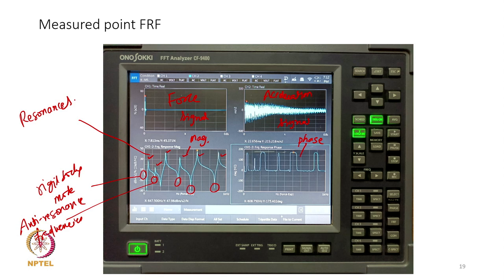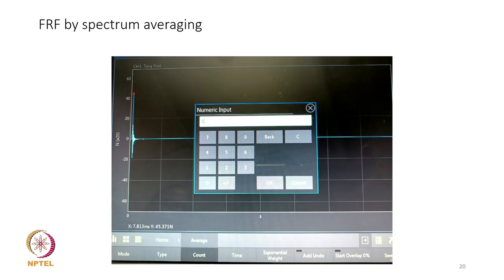We see that there is not much noise in the two plots, right. But let us also try to see, if we are interested to measure FRF by spectrum averaging, how that can be done. So, the first thing we need to decide is the number of averages, right. So, you can see here we need to decide the count, that is the number of averages, and that we have chosen as 4, right, 4 averages we have taken for the purpose of demonstration.